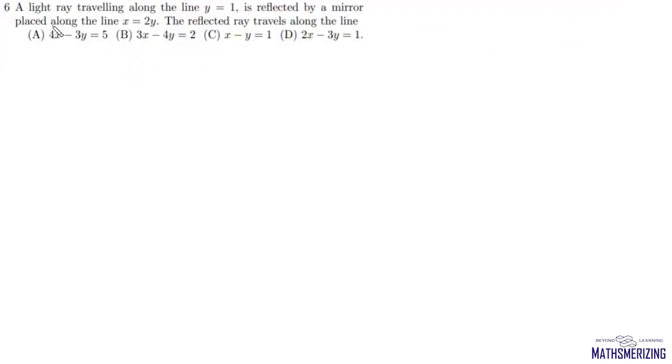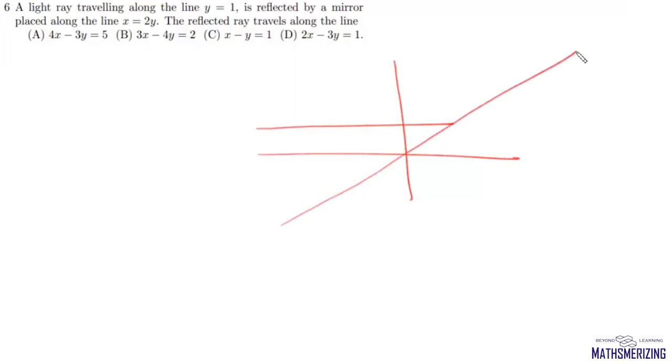Now question number 6 is, a light ray traveling along the line y equals 1 is reflected by a mirror placed along the line y equals x by 2. So we have this mirror which is y equals x by 2. Then we'll need to find the equation of this reflected ray. Now the equation of this line is y equals 1. First we'll find the point of intersection of this ray with the mirror. So we'll put y as 1, we'll get x as 2. So this point is (2, 1).